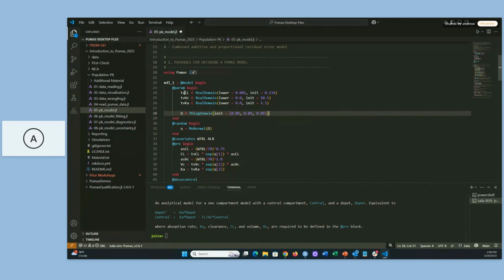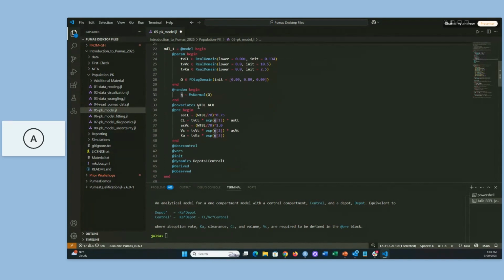So now we have our omega, our fixed effects defined. We have those omega parameters fed into our random block, which defined our eta parameters. We have a set of covariates that are going to be piped in because they need to be used within our model. We can pre-process those into our variables of interest that are used within our dynamics block.